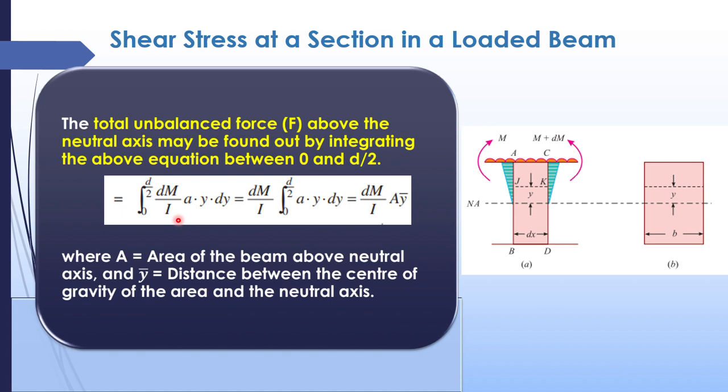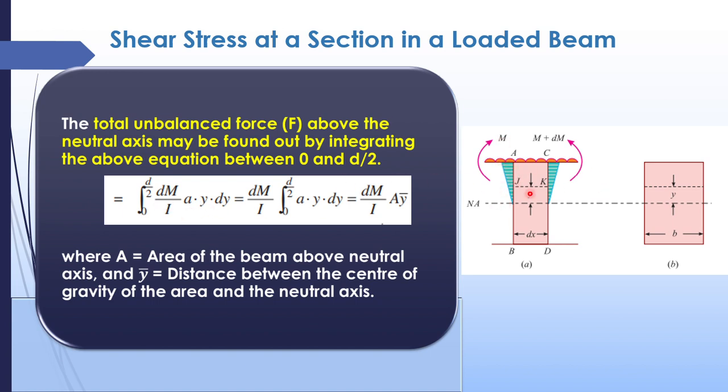Now, we are just considering a small section from AB and CD, but what is the total net unbalanced force? It is from 0 to d by 2 we have to consider. So here the total depth is d, and this is the neutral axis, and this is d by 2, this is minus d by 2. So we have to consider the top portion above the neutral axis and below the neutral axis separately. So 0 to d by 2 you have to consider.